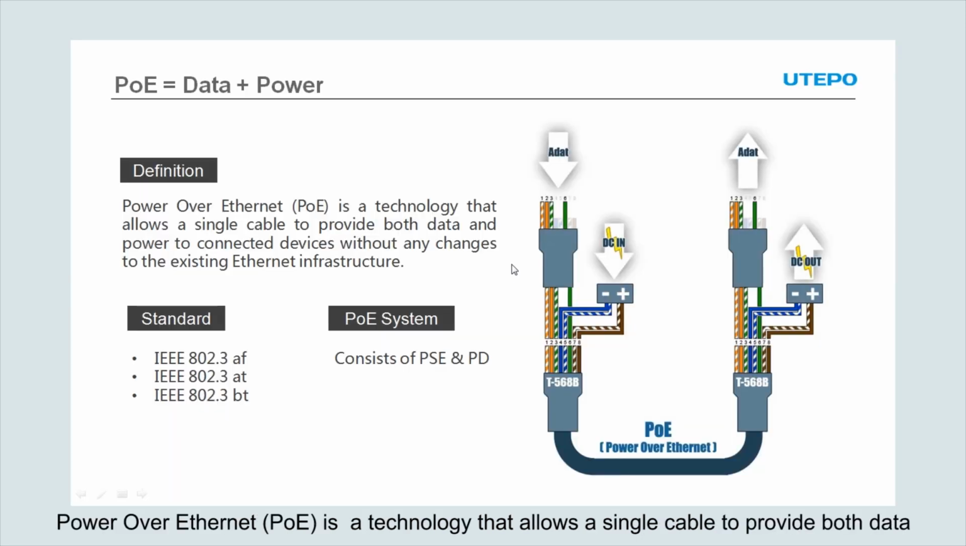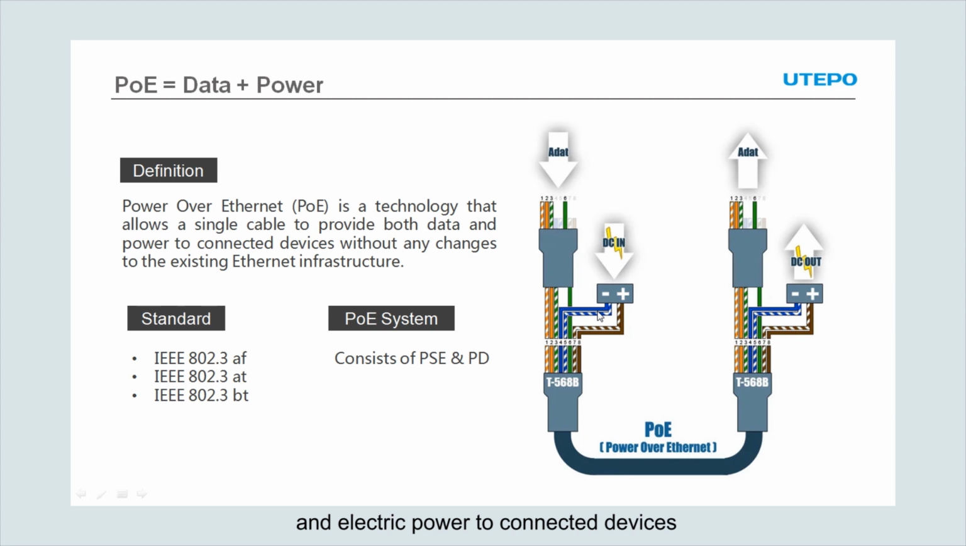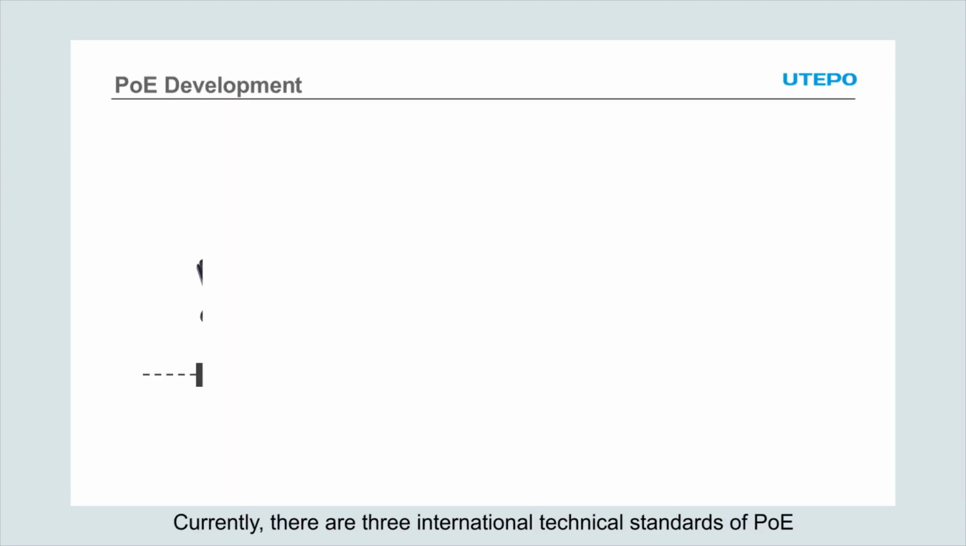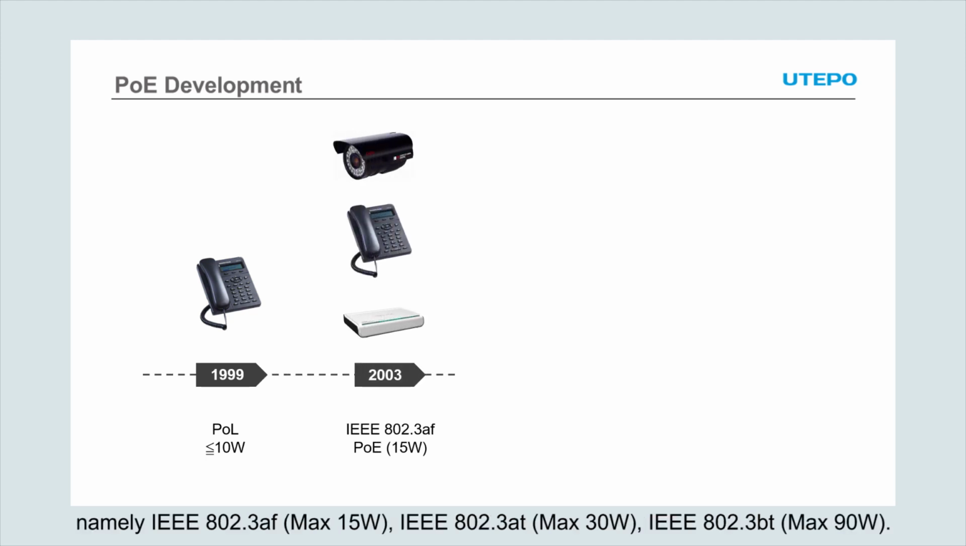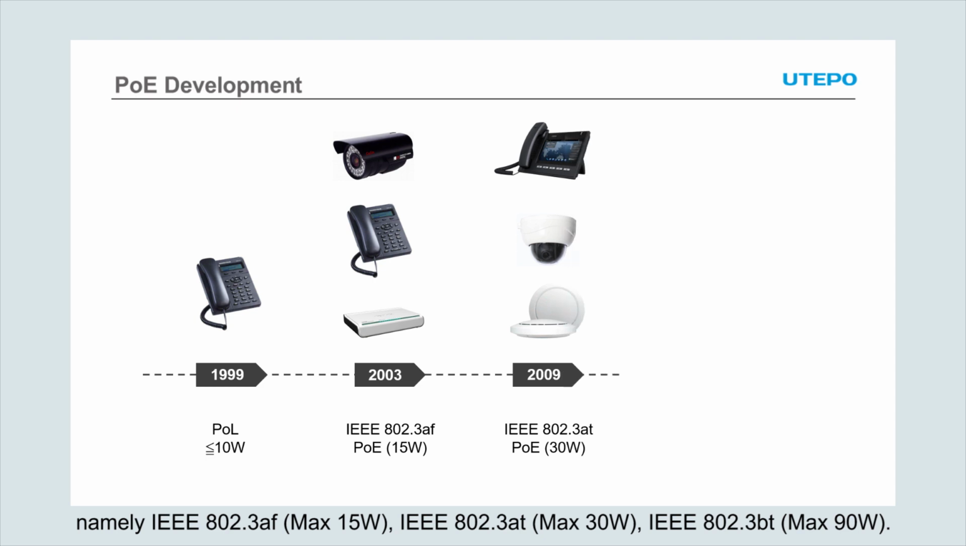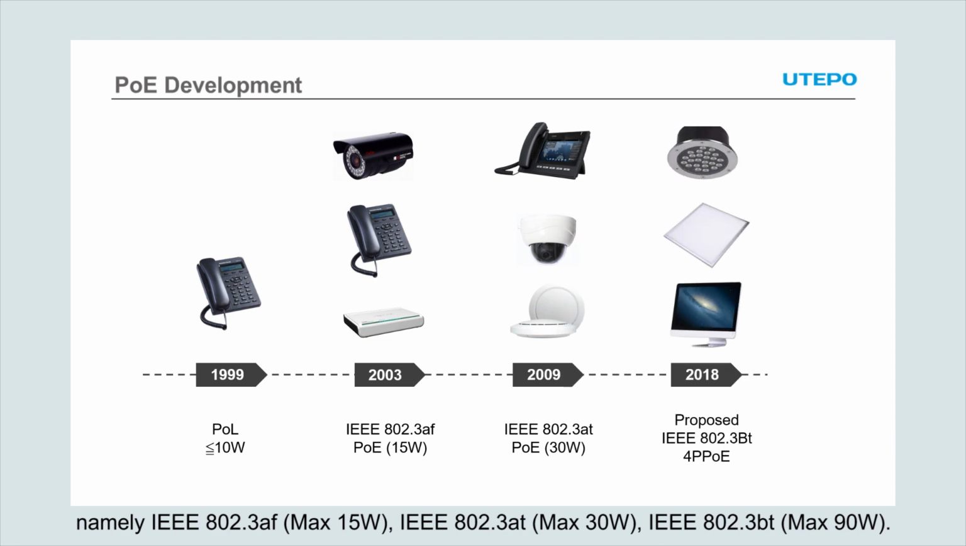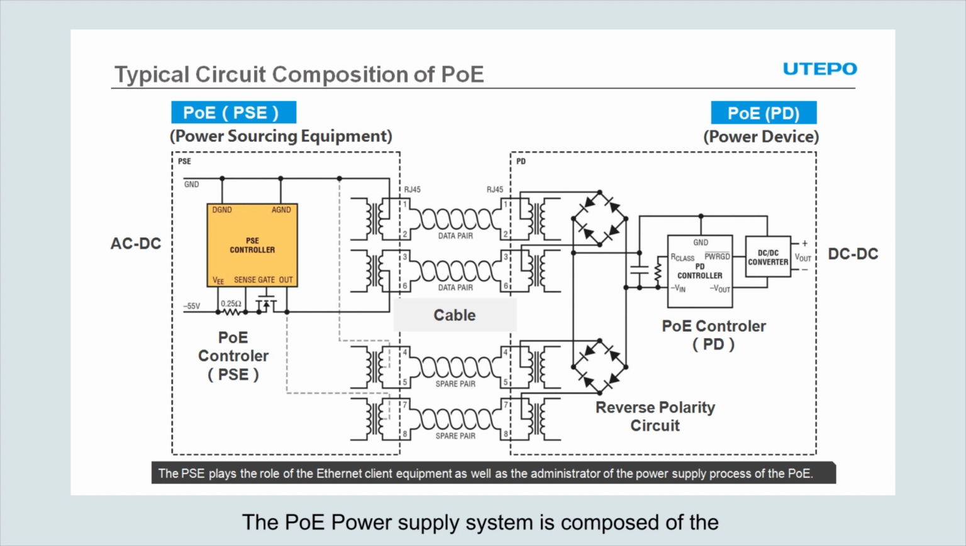PoE, Power over Ethernet, is a technology that allows a single cable to provide both data and power to connected devices without any changes to the existing Ethernet infrastructure. Currently, there are three international technical standards of PoE, namely AF maximum 15 watts, AT maximum 30 watts, and BT maximum 90 watts. The PoE power supply system is composed of the PSE and the PD.